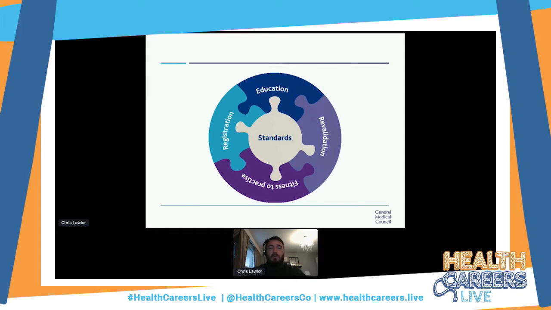Just want to focus on the key areas of the GMC's role, really. So first and foremost, and most importantly, I think, for you as a group here, if you are medical students or you are thinking about becoming medical students, then we are responsible for the standards in terms of your education and training. So whatever medical school you may go to, we set the standards that medical school must be delivering in terms of your education and training.